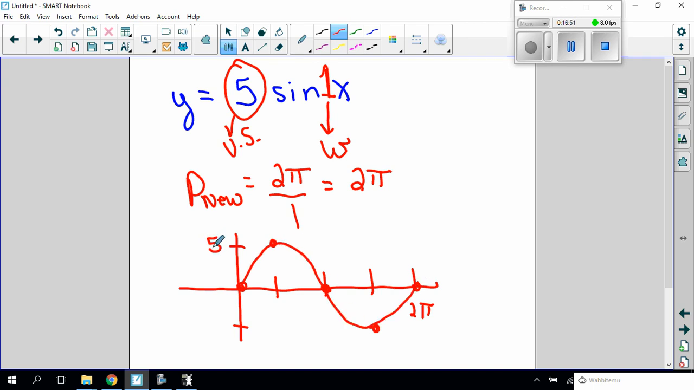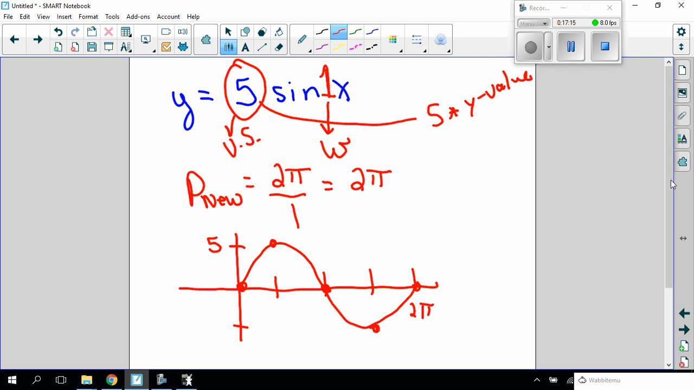Switch that to a 5. Done. Now, is this what we do in algebra? No, that's not what we do in algebra. In algebra, we're saying 5 times the y value. All the y values are going times 5.